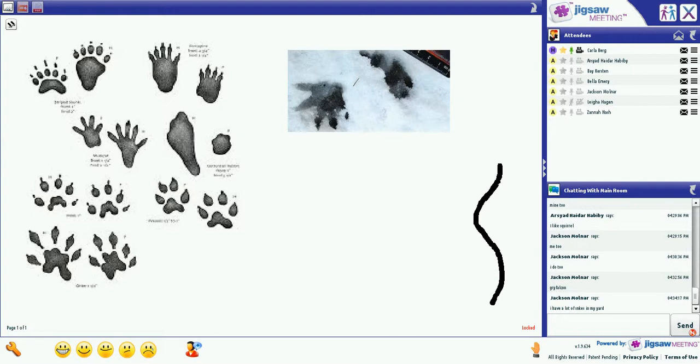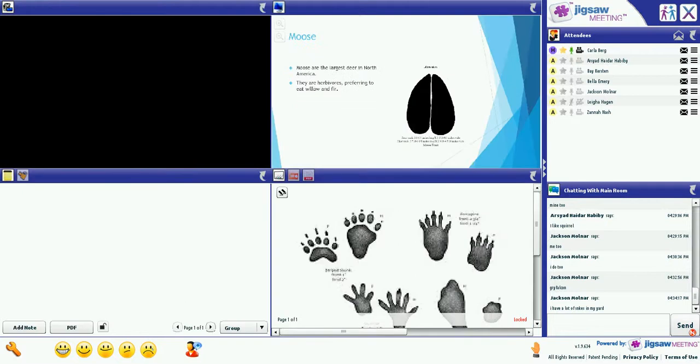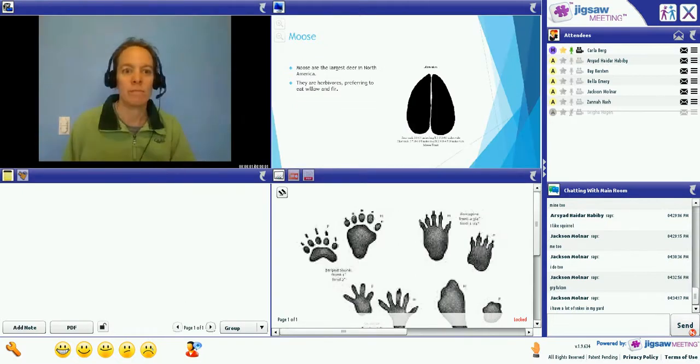Yeah, I thankfully do not have a lot of snakes in my yard, Jackson, because I do not like snakes. They and I do not get along.